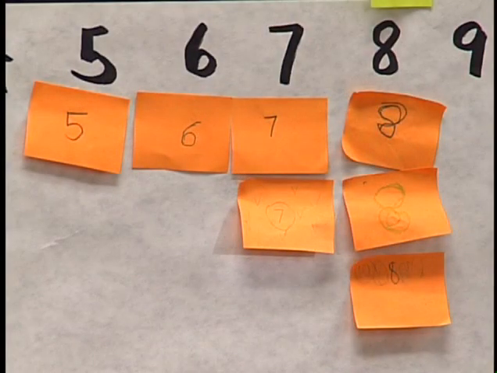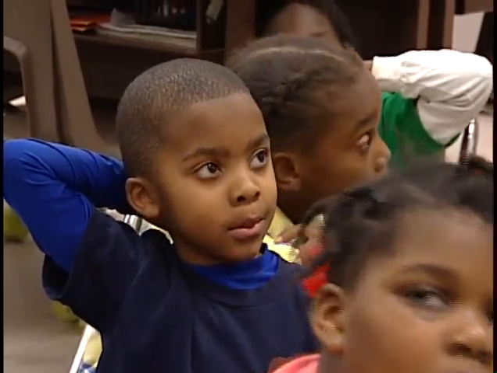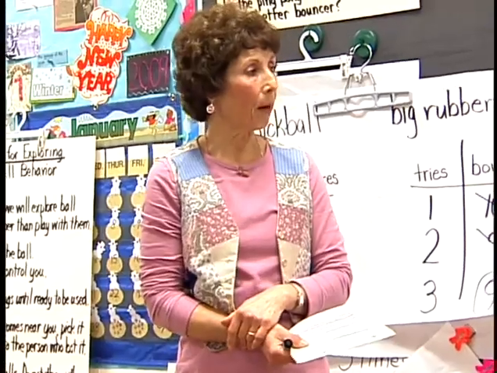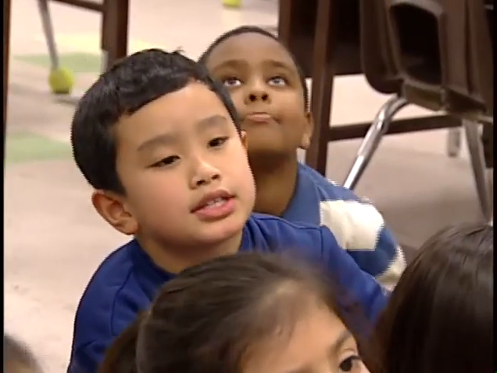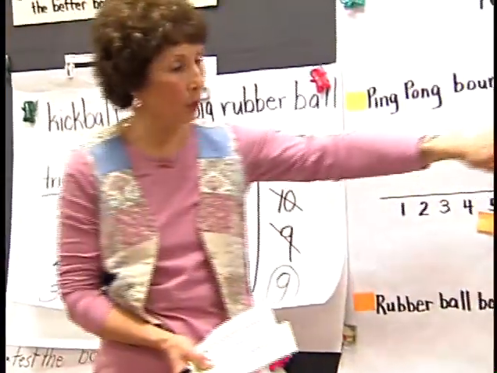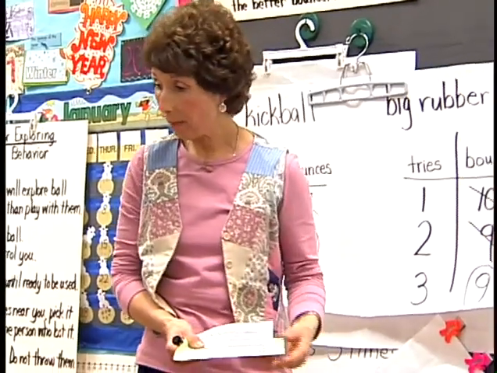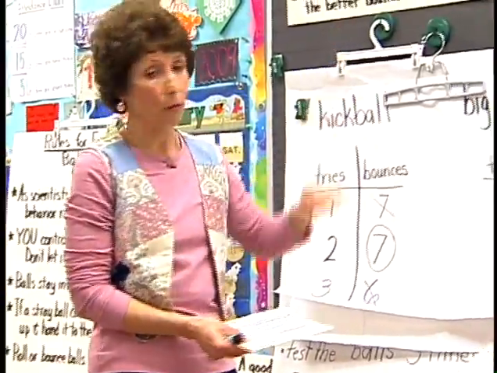Okay, what's the highest number for rubber ball? Keto? 8. So which ball appears to be the better bouncer? Ping pong ball. And how do you know that? Because the green sticky note is under 10. Okay, so we have more green sticky notes with the number 10, and that's the highest number there. So it does appear that ping pong ball is a better bouncer. So we sort of answered our question.